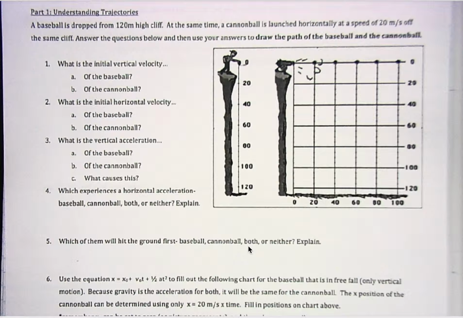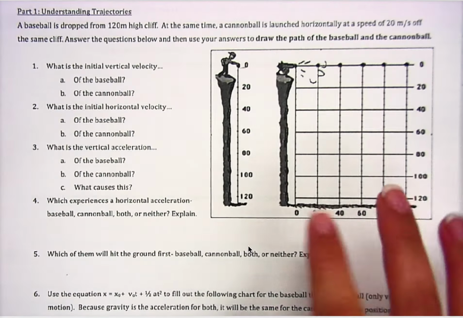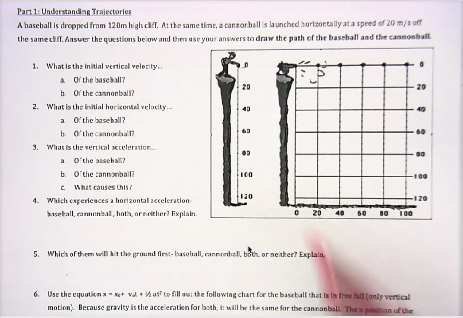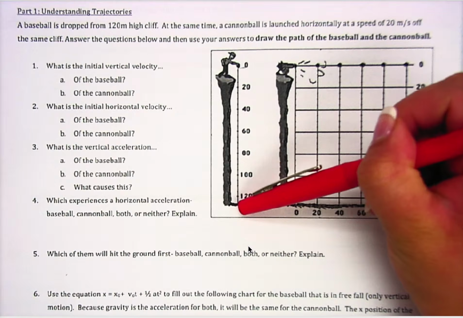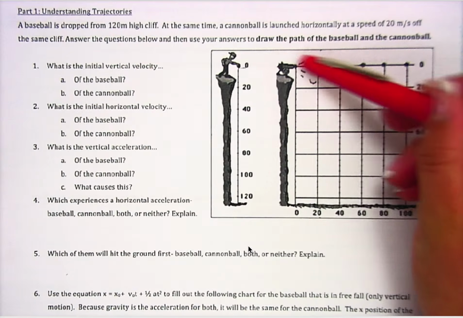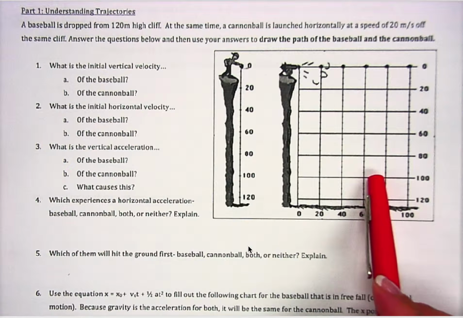Okay, so in this video, I'm going to be talking about horizontally launched projectiles. First thing we're going to do is just try to understand the projectiles. For example, if we have a baseball being dropped off a cliff and a cannonball being launched off a cliff, what kind of motion do these two things have in common?